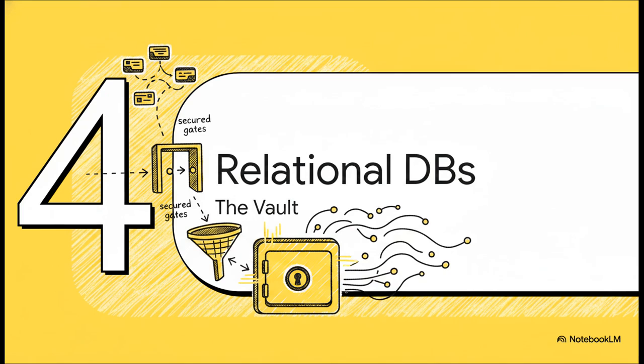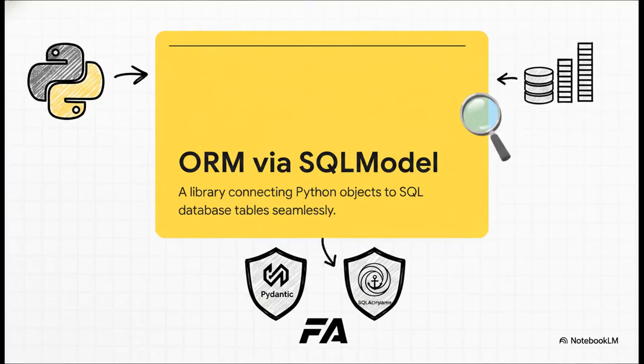All right, section 4, smart relational database management. Let's open up the vault. So we've extracted the data, we've secured the gates. Now to build a modern vault for where this data actually lives, we use an ORM, or Object Relational Mapping tool. Specifically, we're looking at SQL Model today.